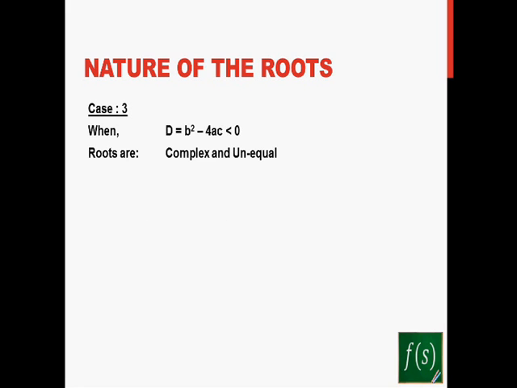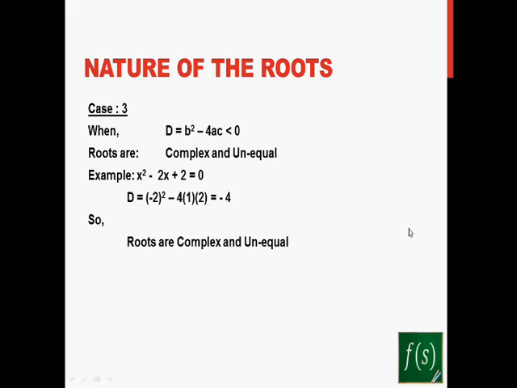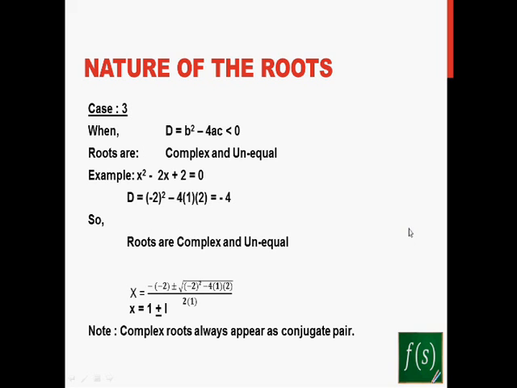Now your third case, when your d is less than 0, your roots are always going to be complex and unequal. Take this equation for example. Your d is coming out as minus 4. Since it's a negative quantity, your roots will be complex and unequal in nature. And if we try finding the roots of this equation using the formula, what we'll have is 1 plus iota and 1 minus iota, which is complex in nature and appears as a conjugate pair. One thing to notice is that complex roots always appear as a conjugate pair. If one is 1 plus iota, then the other will be 1 minus iota.